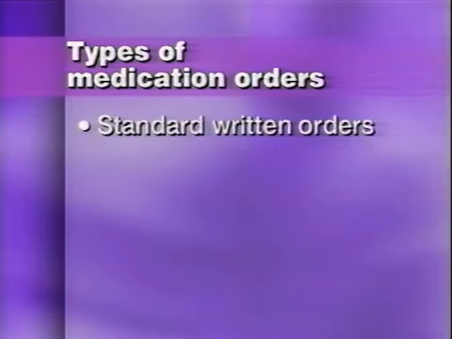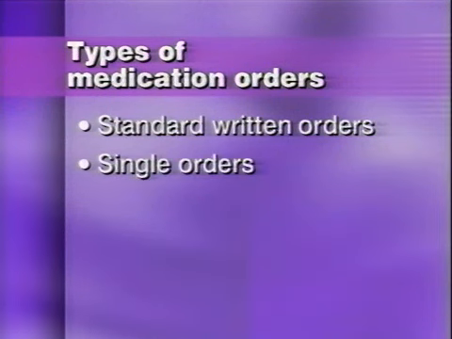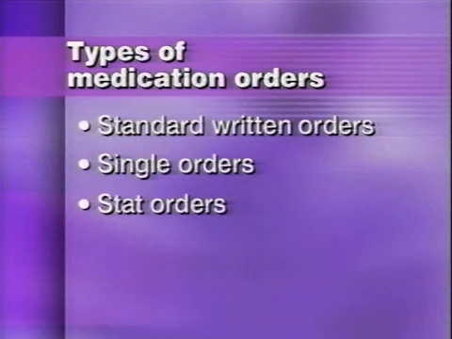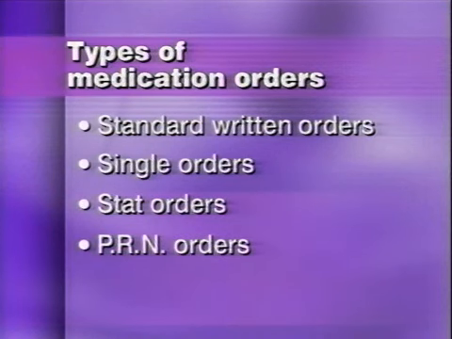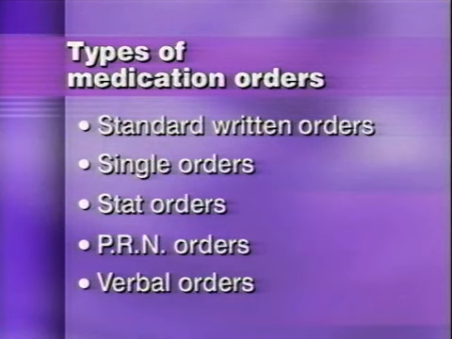In the hospital, a prescriber typically orders a drug by writing instructions on an order sheet in the patient's chart. In some facilities, the prescriber enters the order into a computer. Either way, however, you may find one of several different types of medication orders. They include standard written orders, single orders, stat orders, PRN orders, and verbal orders.